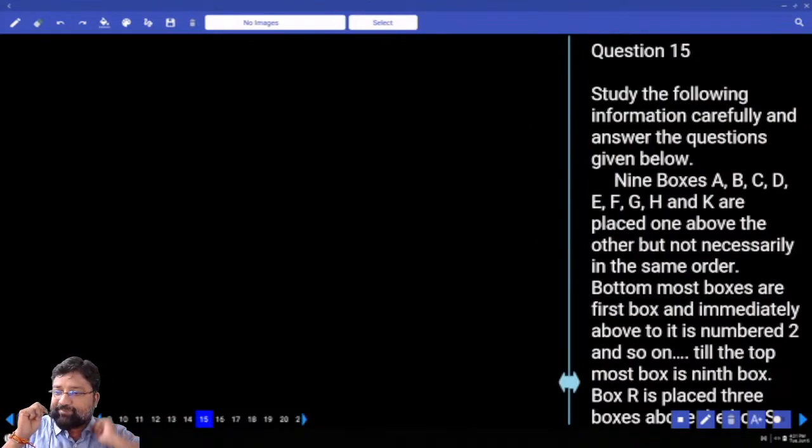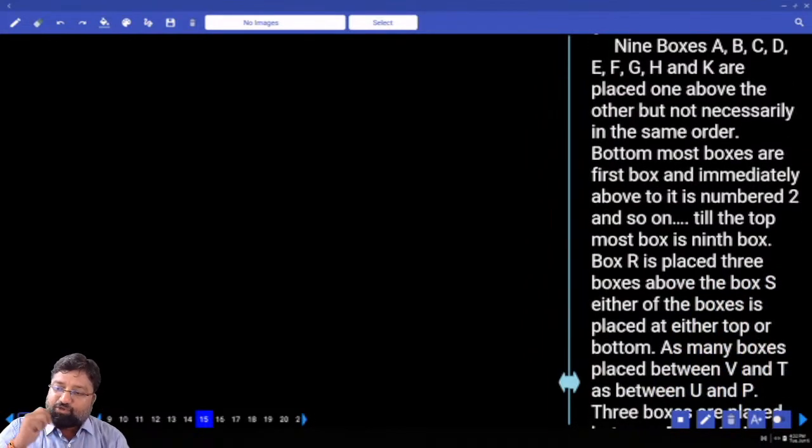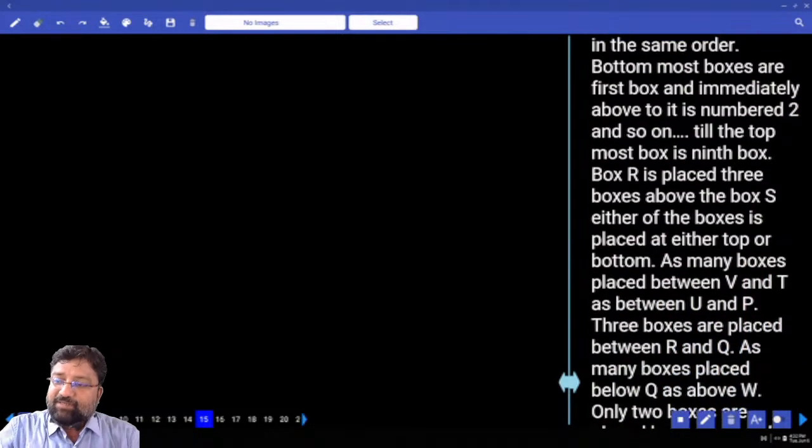Nine boxes A, B, C, D, E, F, G, H and K are placed one above the other but not necessarily in the same order. The bottommost box is numbered 1, the one immediately above that is 2, and so on till the topmost box is numbered 9.